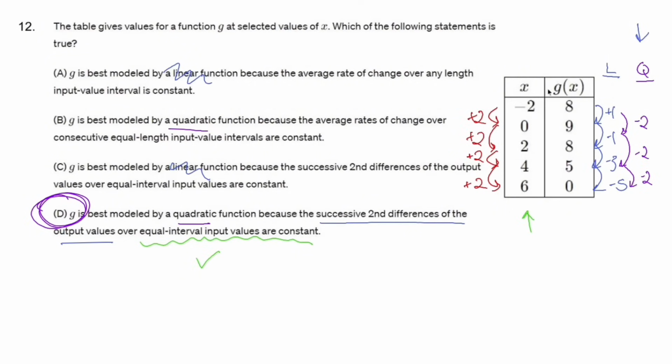Some problems might word it as the rate of change of the rate of change, or the second rate of change. Either way, it's going to be this guy because it's the second differences and not the first. The first differences would make it linear. So the answer is D, and hopefully I explained these well enough with minor stuttering.